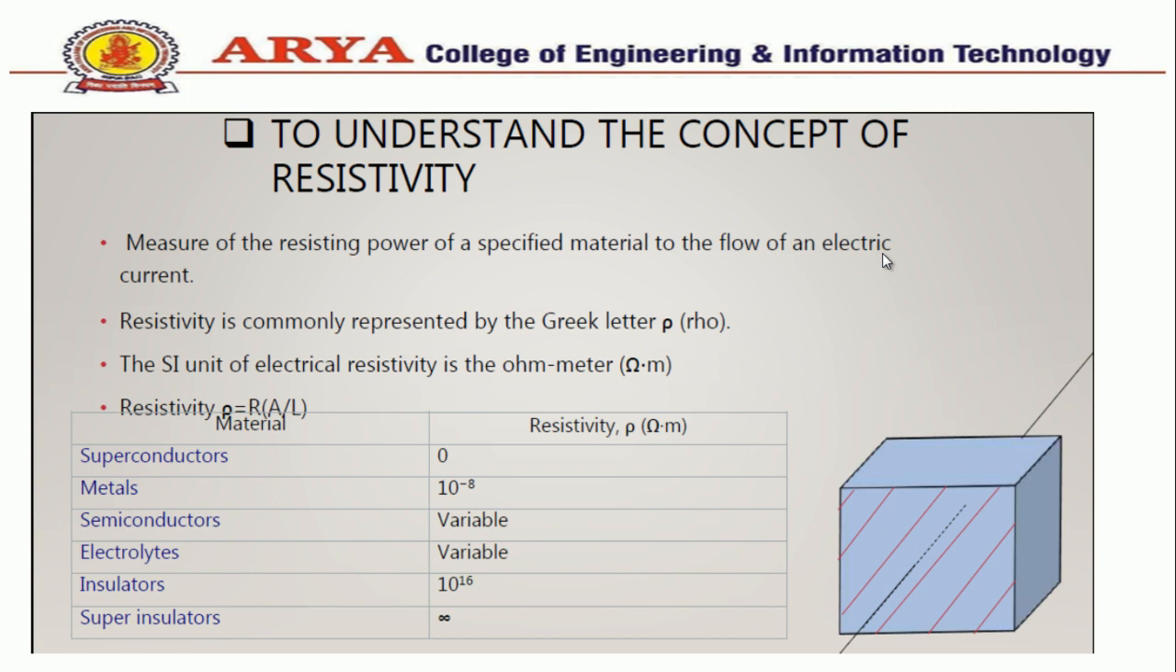RA by L. If we talk about materials, superconductors have zero resistivity in ohm meter. On metals, the resistivity is about 10 to the minus 8. For semiconductors, the resistivity depends on the temperature. For electrolytes it is also variable, depending on the temperature and the applied voltage. For an insulator it is around 10 to the power 16 ohm meter. For a superinsulator the resistivity is around infinite.